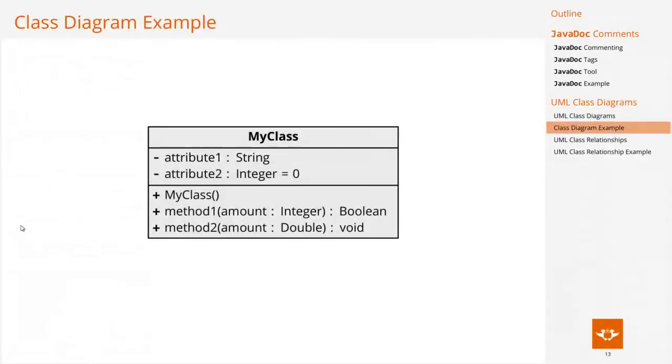So if you're looking at an example of a class diagram, this is a class called myClass. It has 2 attributes which are private. One of them is a string, one of them is an integer, and by default that is 0. We have a couple of other things here. We have a constructor. You can put the return type as the name of the class as well if you want to, but usually with constructors, we don't specify the return type. Then we have a method with a single parameter that takes an integer, returns a Boolean. Another method takes in a double and returns a void.